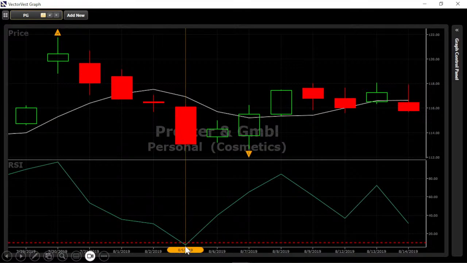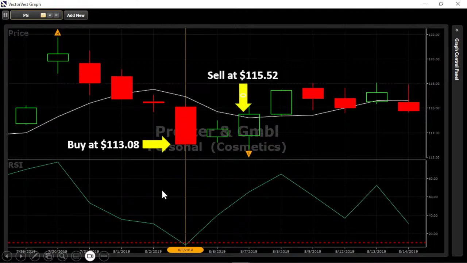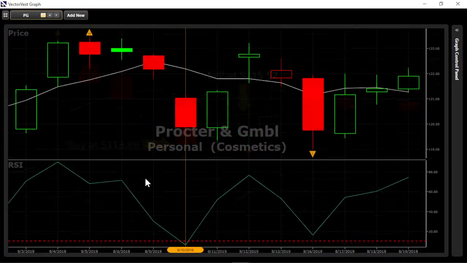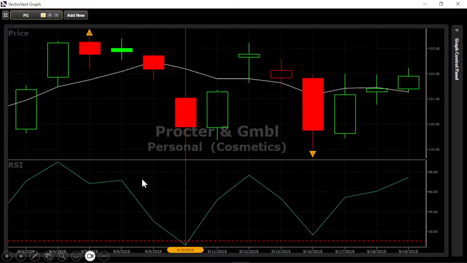That's the day that the 2-period RSI dips below 10. We buy there at 113.08. We sell 2 days later when we see price about to close above that 5-day simple moving average. Another gain. All right, so 3 for 3 so far. 3 potential setups, 3 winning setups.